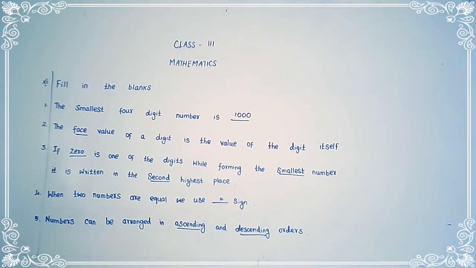The first one: the smallest four-digit number is 1000. The smallest 4-digit number is 1000.